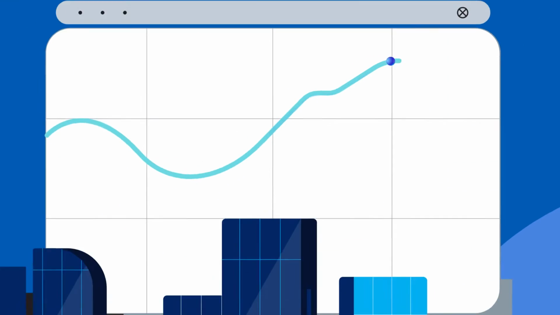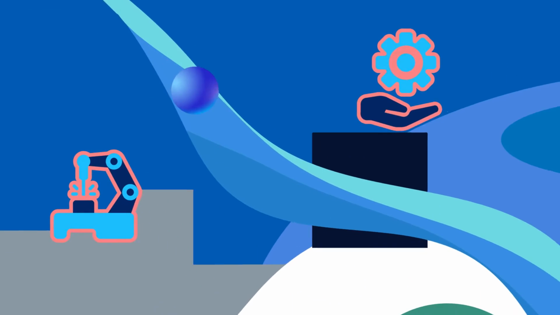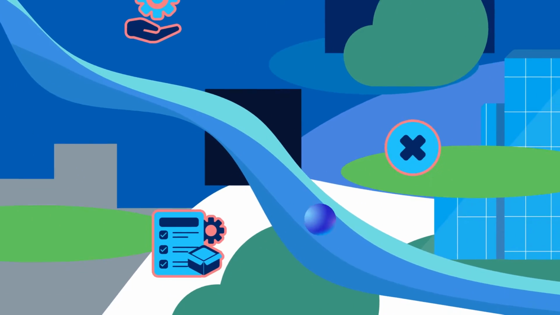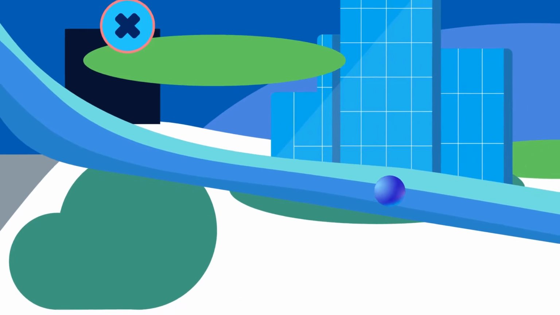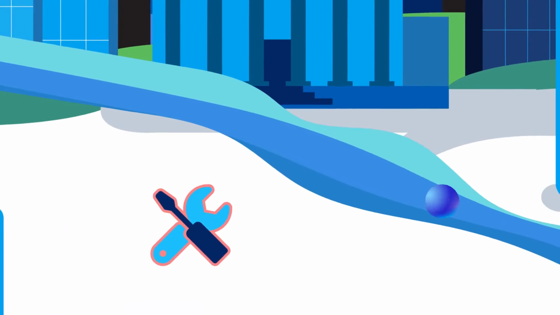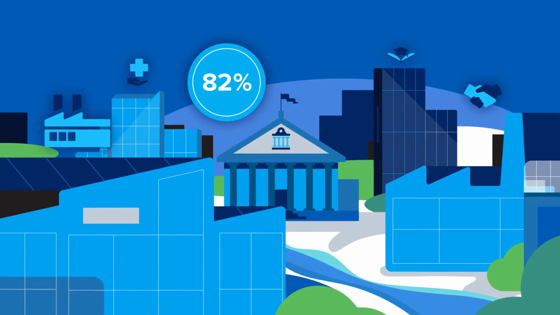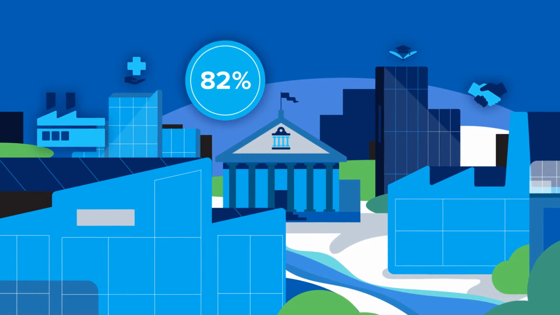Have you ever wondered why your facility is facing an unplanned downtime crisis? Or the consequences of not having a comprehensive view into your enterprise assets? You're not alone. 82% of companies experience at least one instance of unplanned downtime every 3 years.